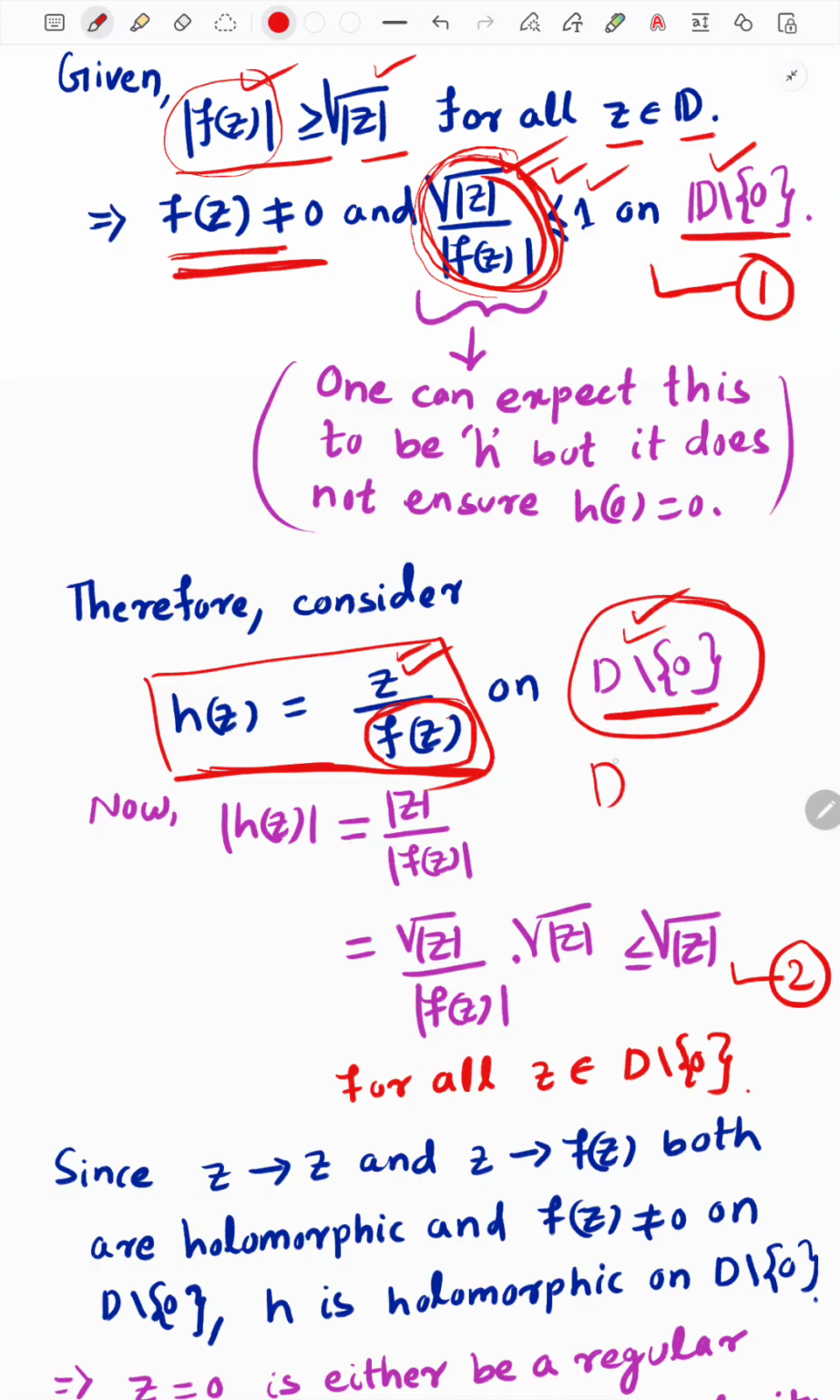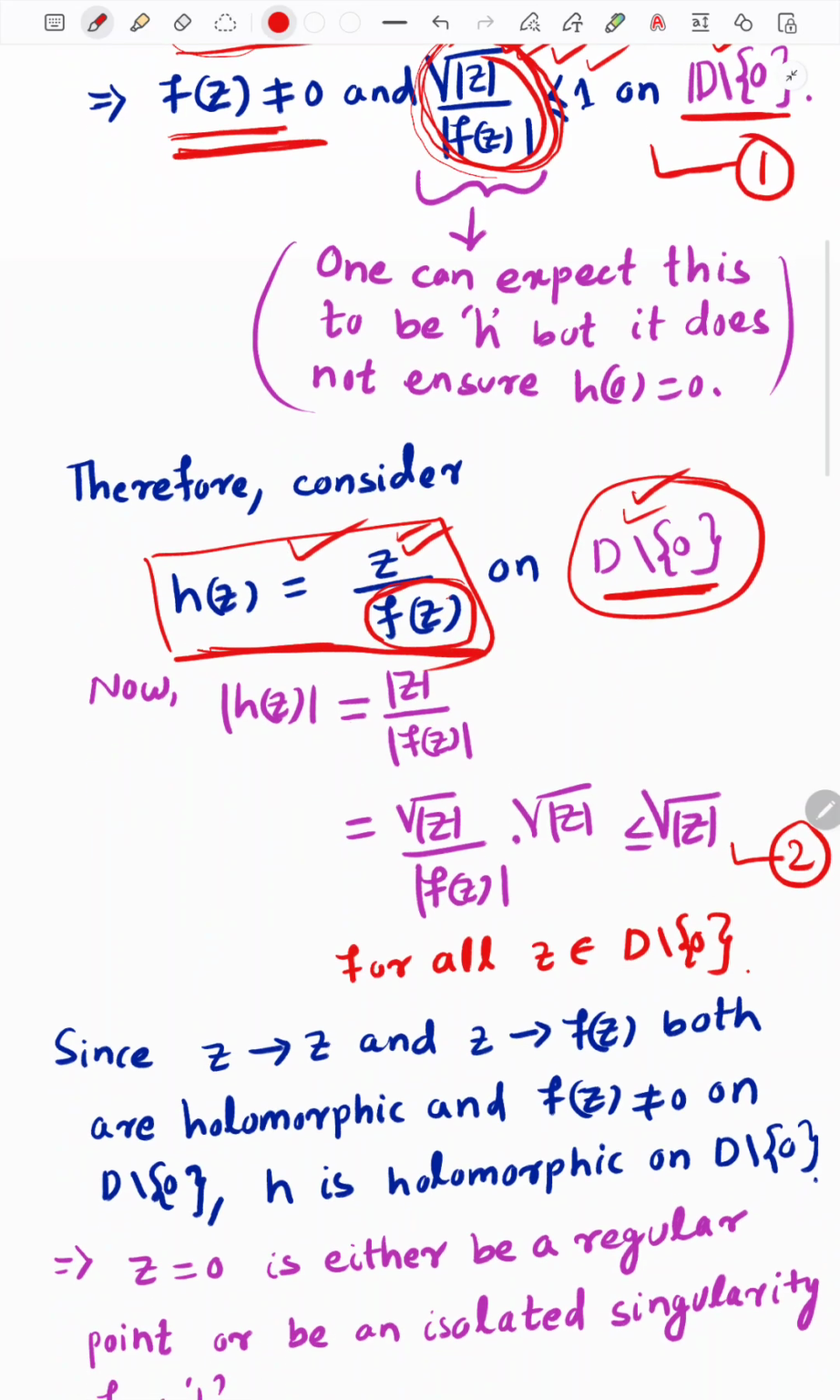We are not claiming it on the whole domain D. We are saying that this punctured disk, it is called the punctured disk, means in this disk we are excluding the point 0. Okay, on this domain h is a holomorphic function. Okay, and now we will estimate the modulus of h of z.